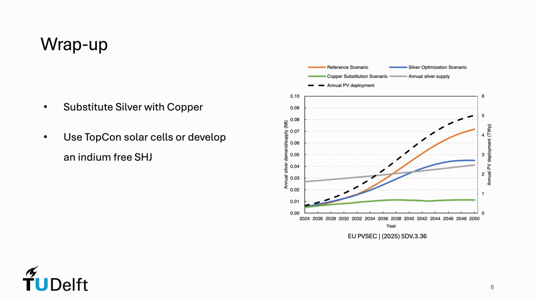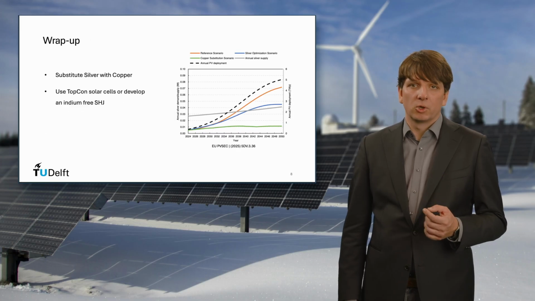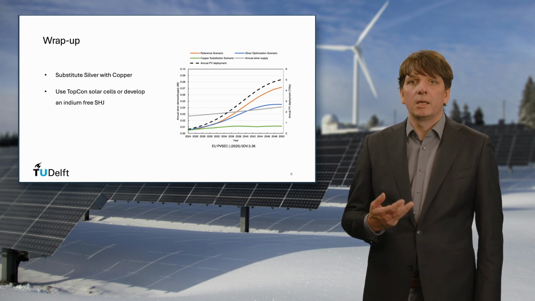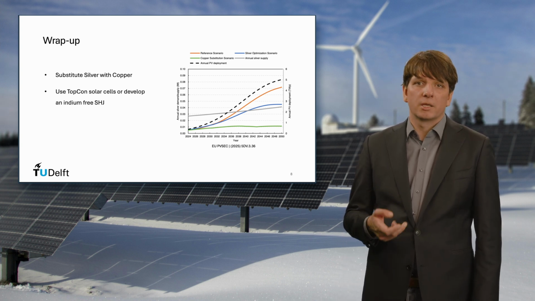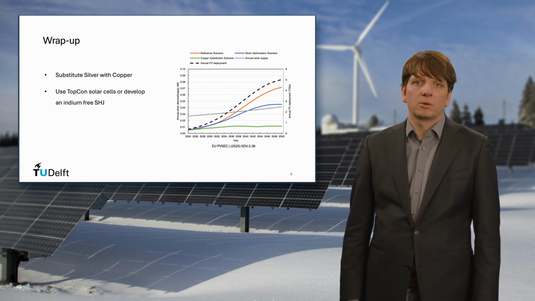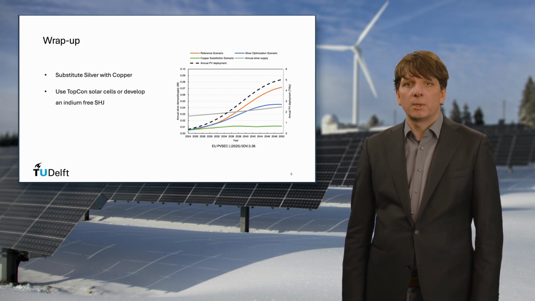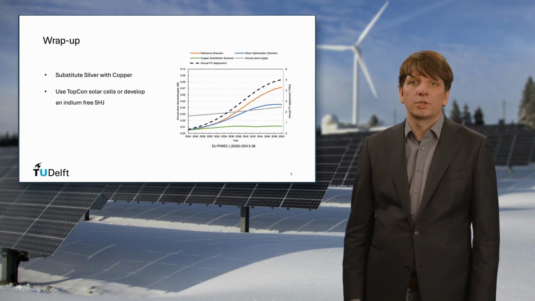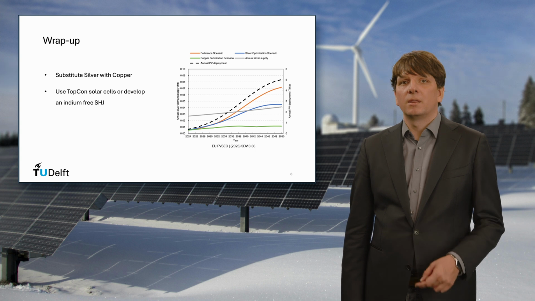To wrap up this video, we learned that in PV technology we can substitute silver with copper metallization for current transport, and that we need to either use inherently indium-free solar cells such as TOPCon or develop indium-free silicon heterojunction solar cells. As we continue this course, we'll explore how other circular strategies can be applied in the PV sector.